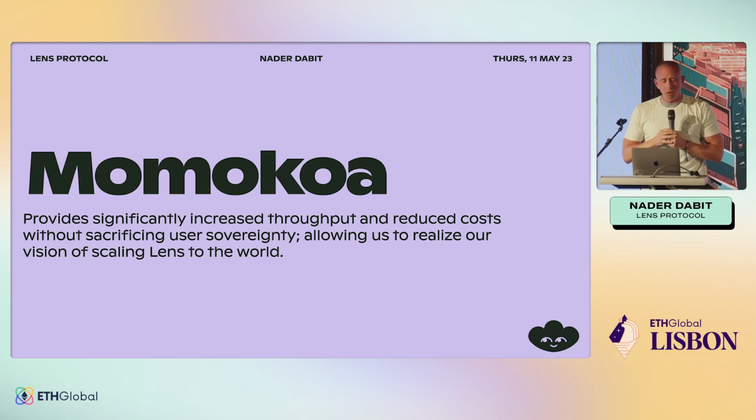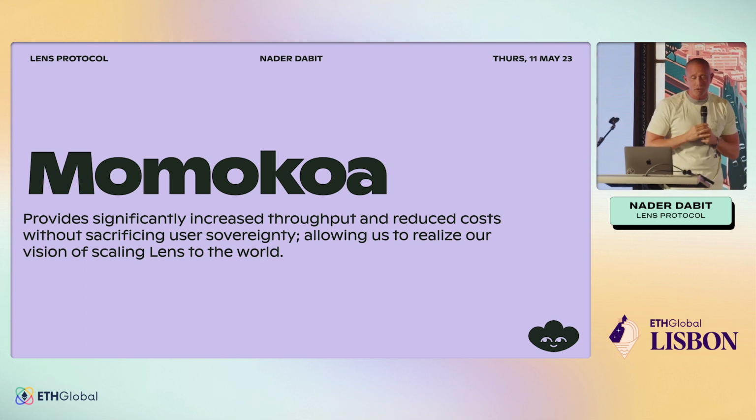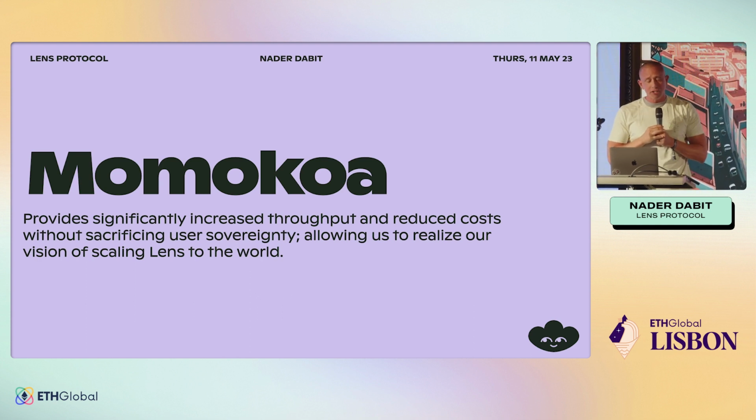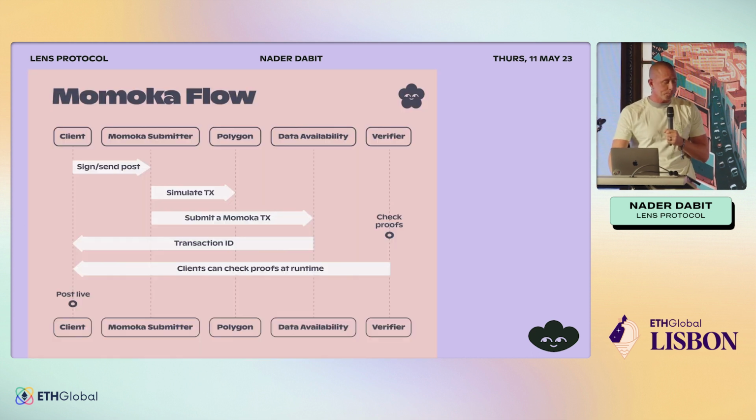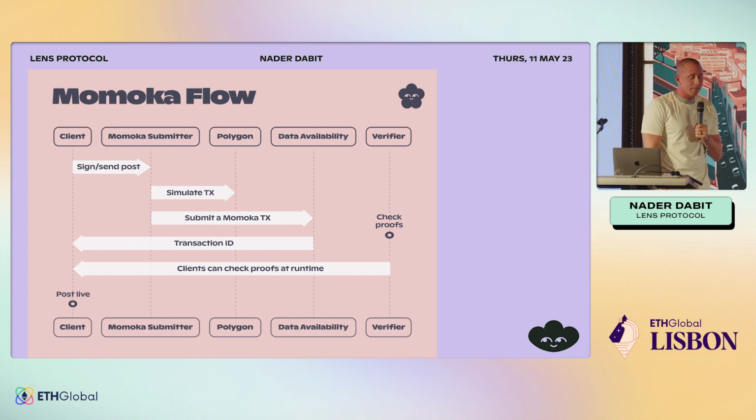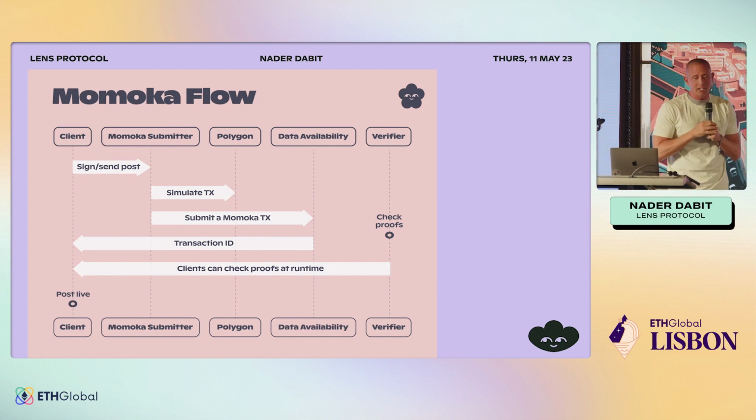So with Momoka, we provide significantly increased throughput and reduced costs without sacrificing user sovereignty, allowing us to realize our vision of scaling Lens to the world. And the flow looks something like this. Without going into a lot of technical details, we have a lot of this stuff available online that I'm going to point you to some resources.